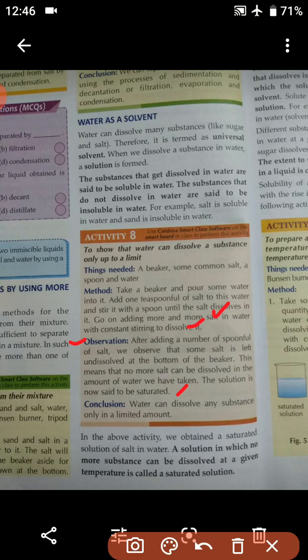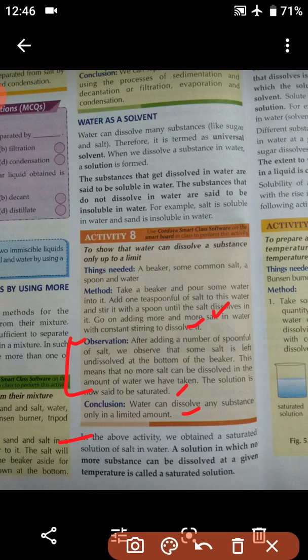We cannot dissolve a substance in an unlimited way. Okay, in an unlimited amount we cannot dissolve. So we can dissolve only in a limited amount. So in the above activity we obtain a saturated solution of salt in water. So this solution which we obtain is a saturated solution of salt in water.